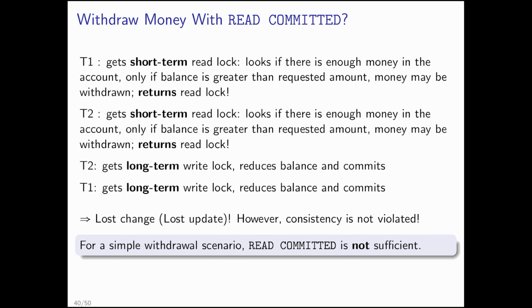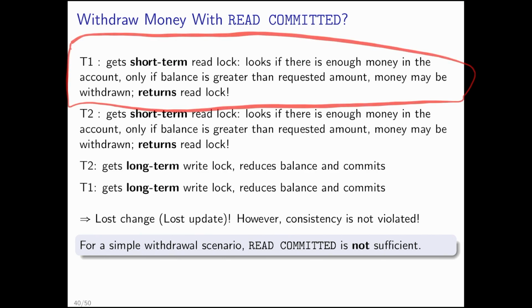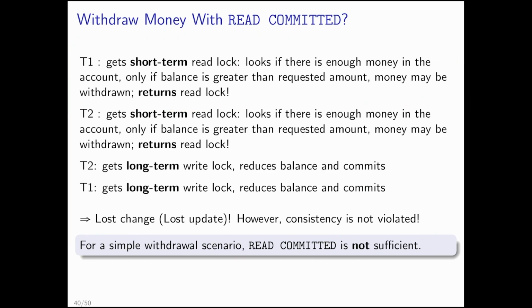Okay, so back to our money withdrawal example now, with all the locks we learned about, and mapping that to isolation levels. Assume we withdraw money in the bank with read committed. So how would that look? Read committed means you get a short-term read lock for transaction 1. It looks if there's enough money in the account, and only if the balance is greater than the requested amount, the money should be withdrawn. It returns the read lock immediately afterwards.